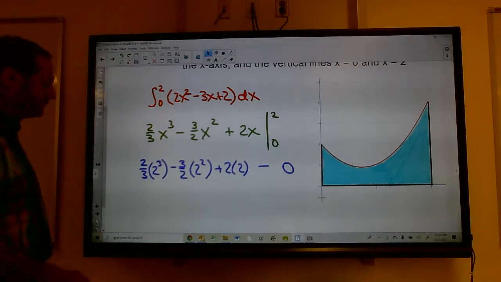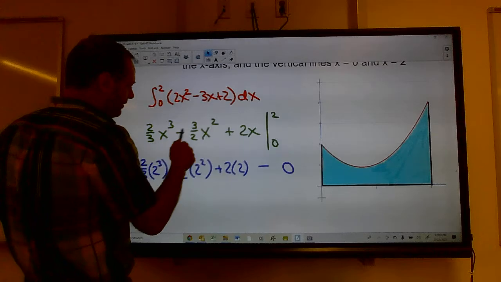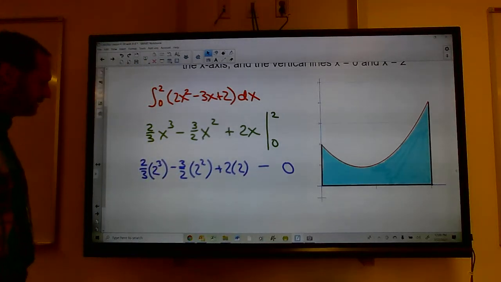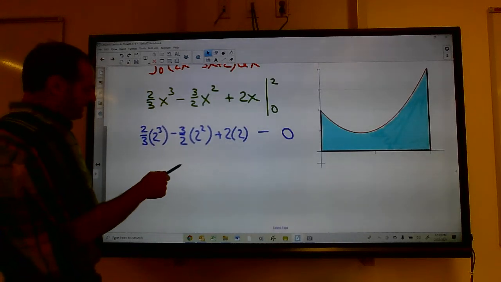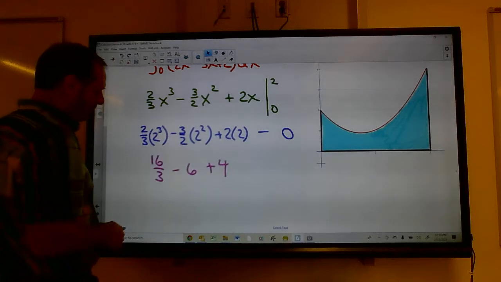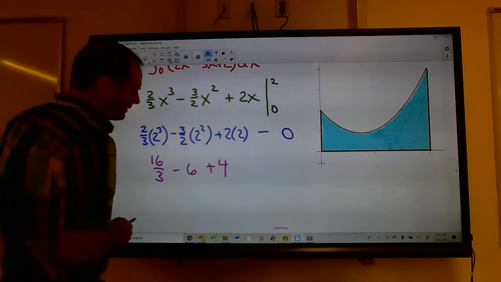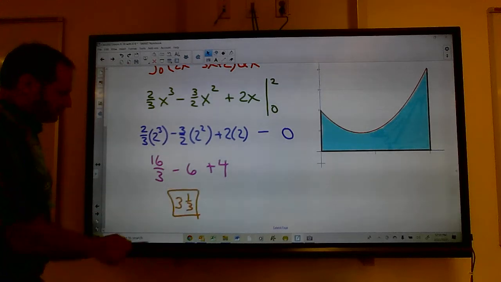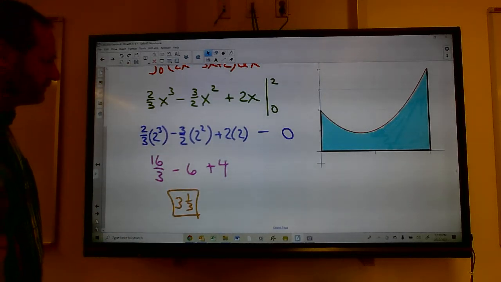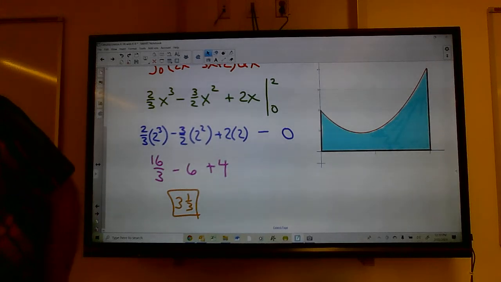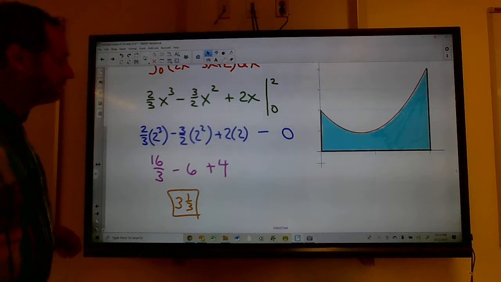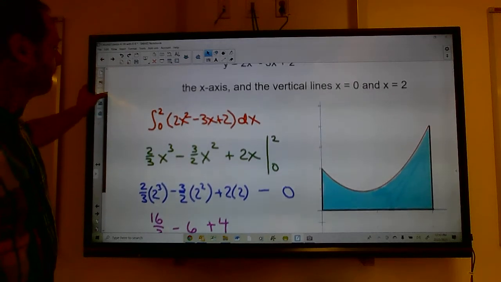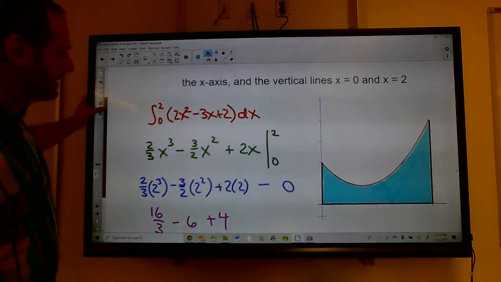Plug in 2, that's this. If I plug in 0 on all this, I just get 0, so I just subtracted the 0 there. You should be able to do this algebraically easy enough. This ends up being 16/3 minus 6 plus 4, which is 3 1/3. That's my area under the curve.